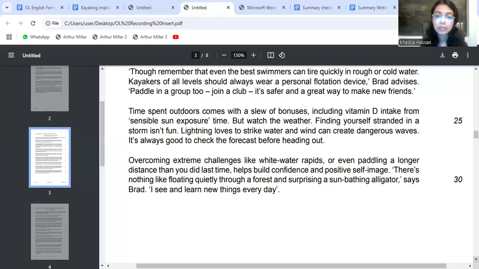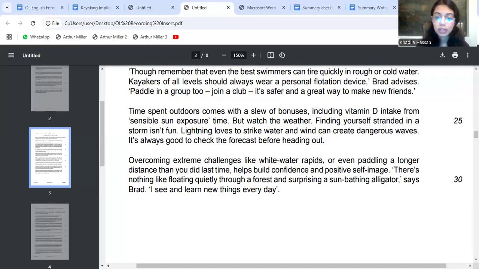Time spent outdoors comes with a slew of bonuses, including vitamin D intake from sensible sun exposure time. But watch the weather. Finding yourself stranded in a storm is not fun. Lightning loves to strike water, and wind can create dangerous waves. It's always good to check the forecast before heading out.